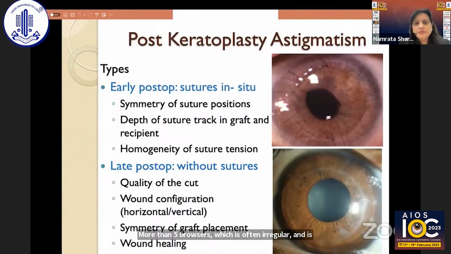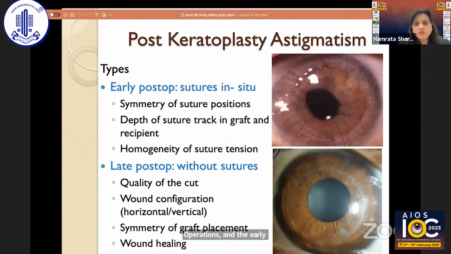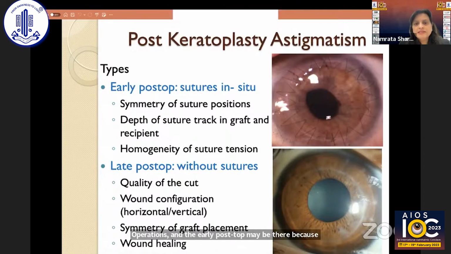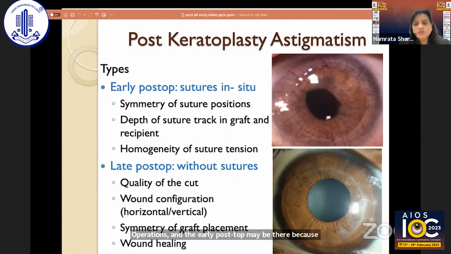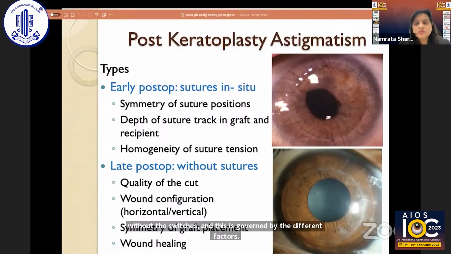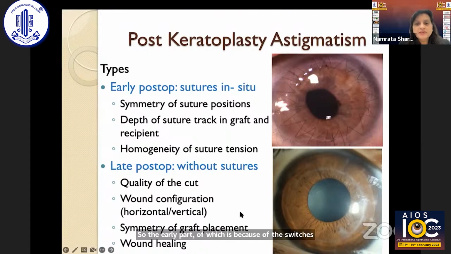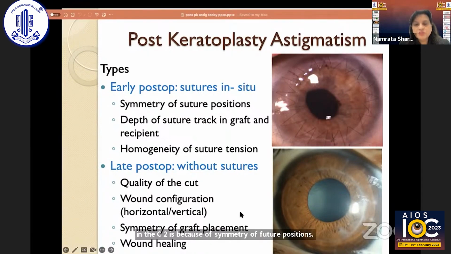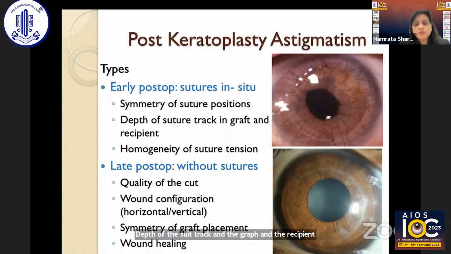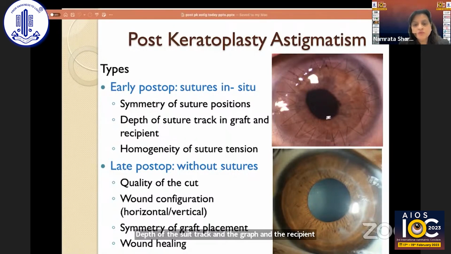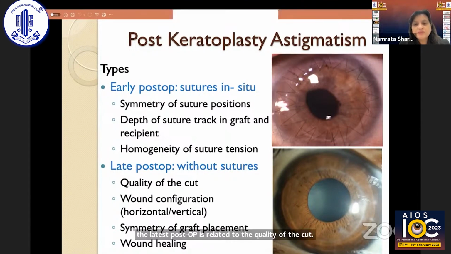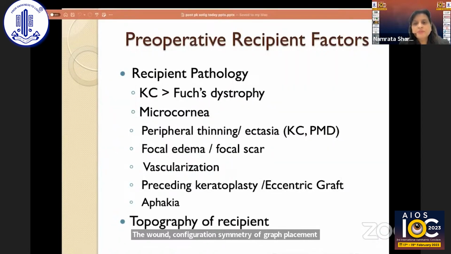The early post-op astigmatism may be there because of sutures in situ, and the late post-op astigmatism may be there without the sutures, and this is governed by different factors. The early post-op, because of the sutures, is due to symmetry of suture positions, depth of the suture track in the graft and the recipient, and homogeneity of the suture tension. The late post-op is related to the quality of the cut, the wound configuration, symmetry of graft placement, as well as wound healing. Recipient pathology does play an important role in post-PK astigmatism.